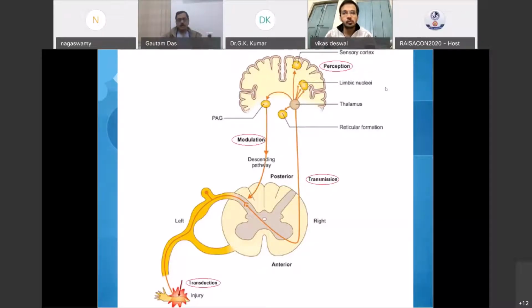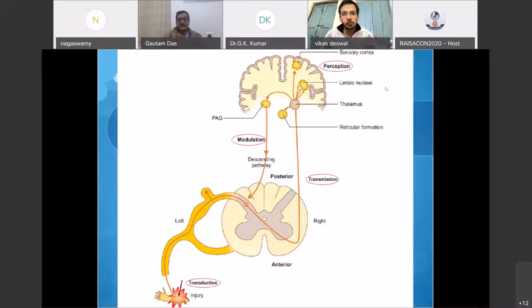Okay. So what I was discussing is that the pain pathway can be described in 4 important areas: transduction, transmission, perception, and modulation. We all know these things, and I'm not going into the detail of all of them. I'll be discussing just the areas which have not been covered nicely in our undergraduate and postgraduate study. So the first part is transduction.